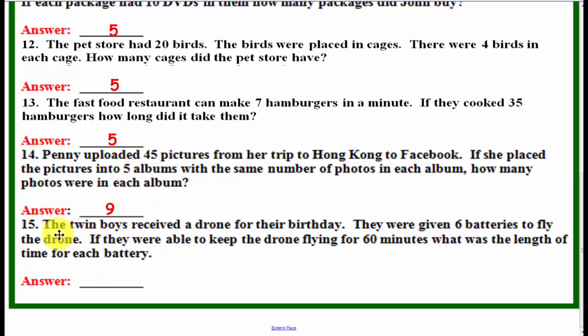And number 15. The twin boys received a drone for their birthday. They were given 6 batteries to fly the drone. If they were able to keep the drone flying for 60 minutes, what was the length of time for each battery? And your answer here should have been 10, right? Because 6 times 10 is 60.